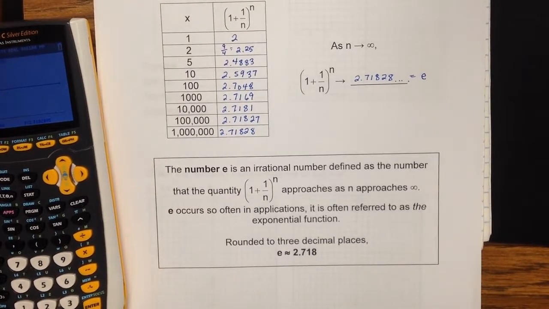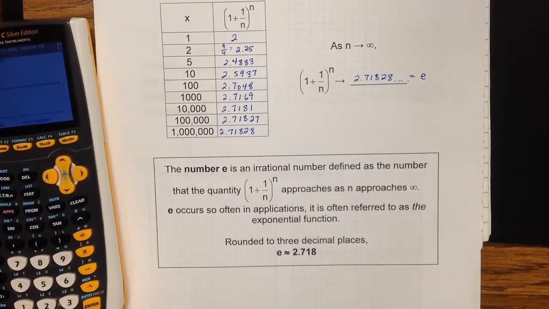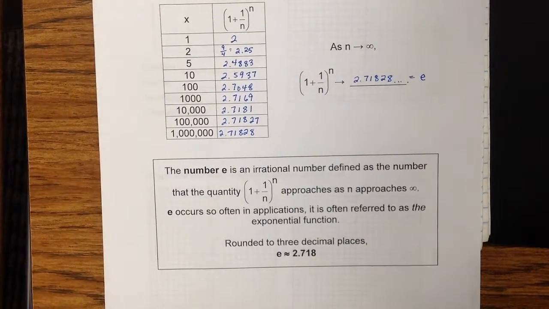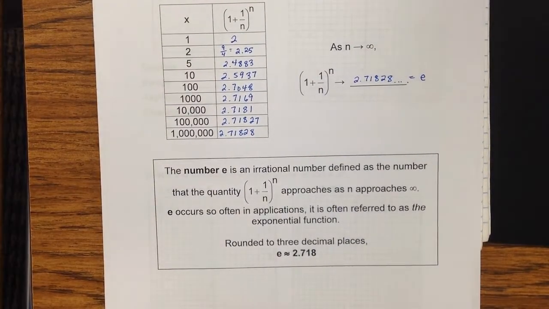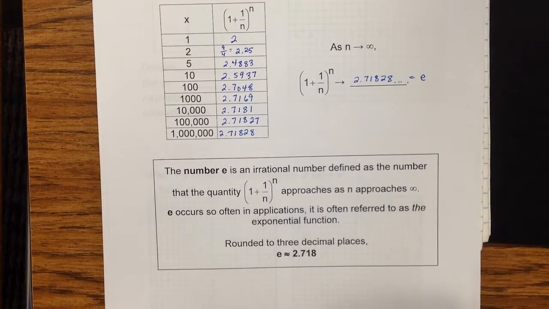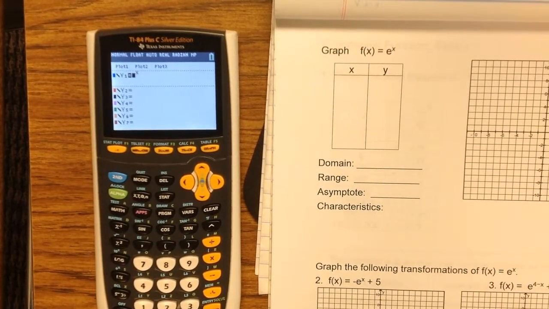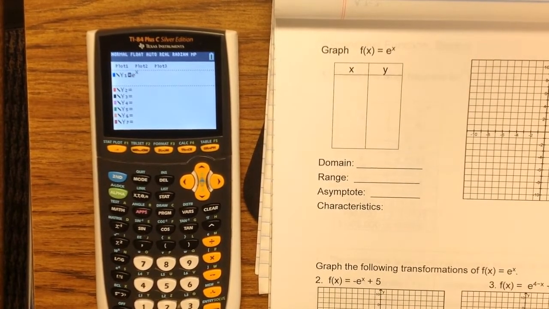The number e is an irrational number defined as the number that the quantity 1 plus 1 over n to the nth power approaches as n approaches infinity. E occurs so often in applications it is often referred to as the exponential function. Rounded to 3 decimal places, which is usually, we don't really need it to be more accurate than that, e is approximately 2.718.